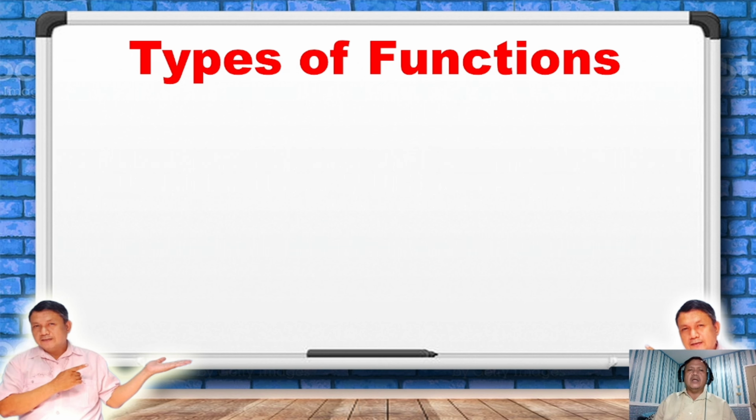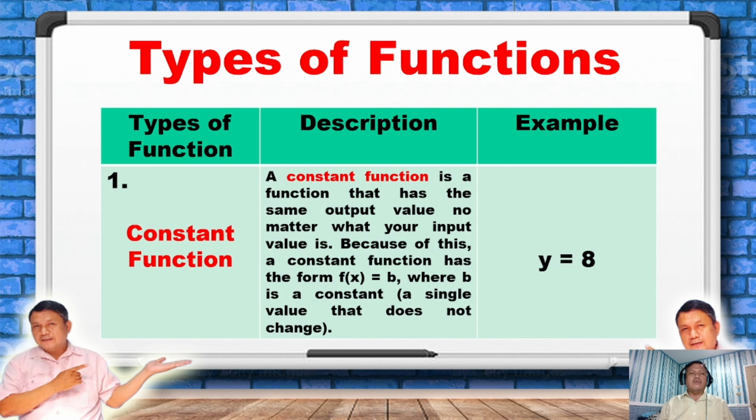Okay, so these are the following. The first one ay ang tinatawag nating constant function. From the word constant, ibig sabihin unchangeable, hindi na mababago. So, a constant function is a function that has the same output value no matter what your input value is. Because of this, a constant function has the form of f of x is equal to b, where b is a constant, a single value that does not change. Kaya tinawag siyang constant. So, let's say for instance, y is equal to 8, and no need to solve for this, no? So, that is a constant function.